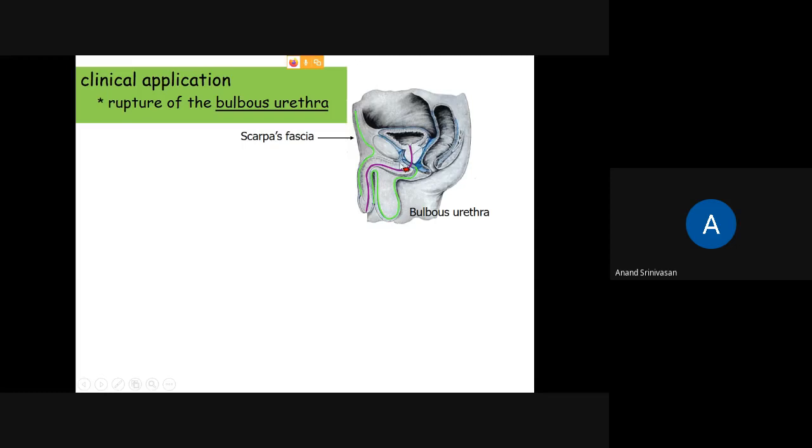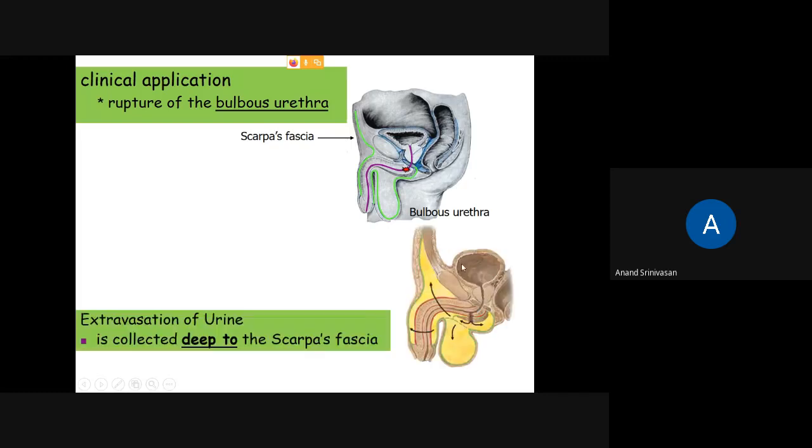Now, when the urine comes out, it gets collected in the penis and the scrotum, and the scrotum will be tense. So we can find out where the injury has occurred.